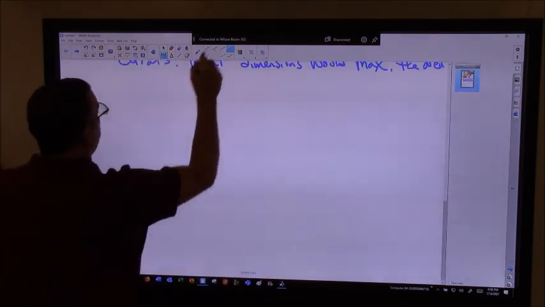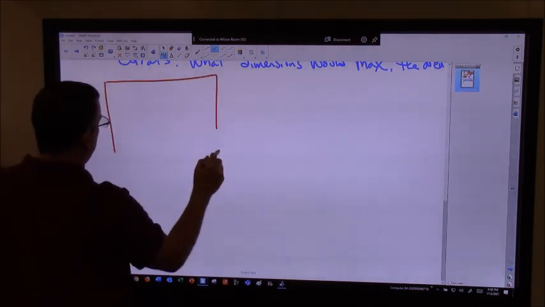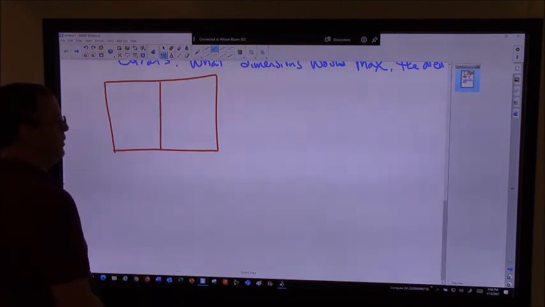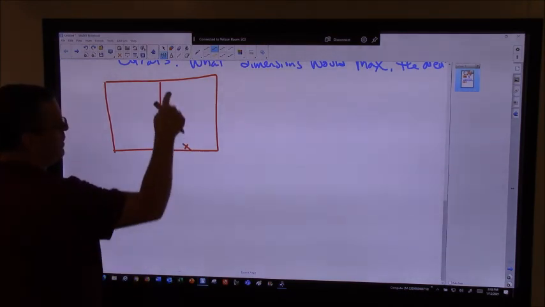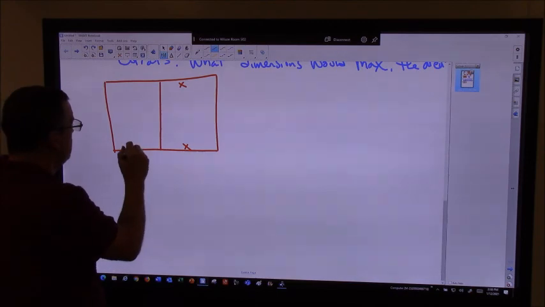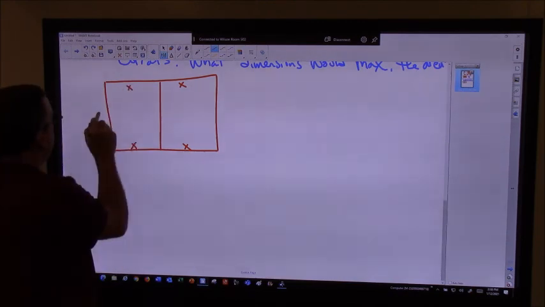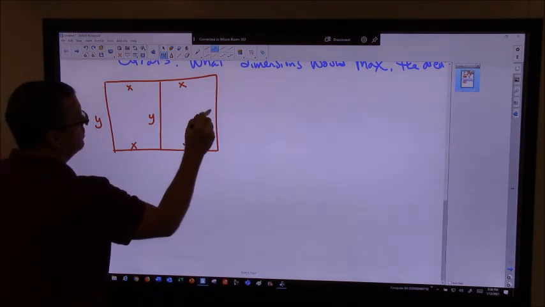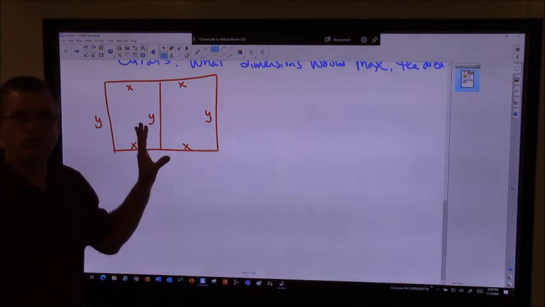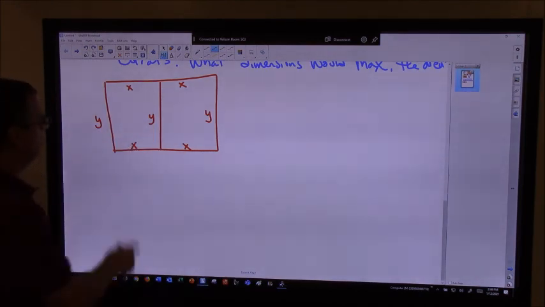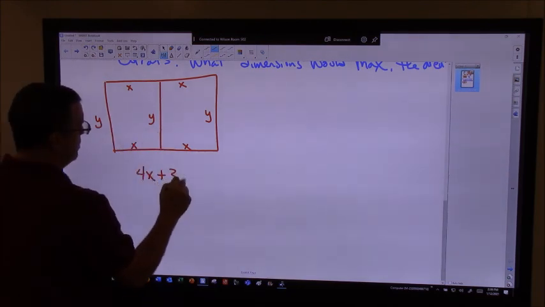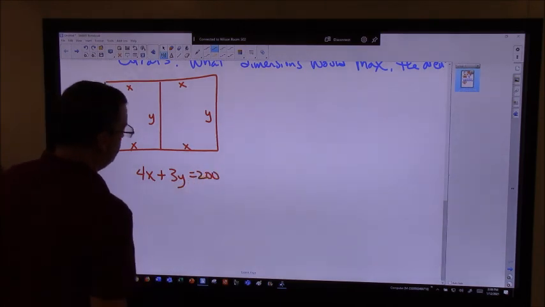So I read this, and what I see is 2 adjacent corrals. There they are. I got to call them something, so I'll call this x, and if that's x, so is this. I'm guessing the 2 corrals would be the same size, so this would also be x and x, and this would be y, and this would be y, and this would be y, because those 3 sides are all the same. And all I know right now is these all add up to 200. So 1, 2, 3, 4x plus 3y, and that equals 200.